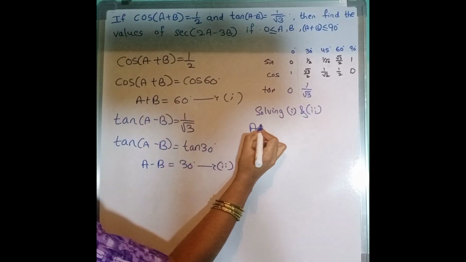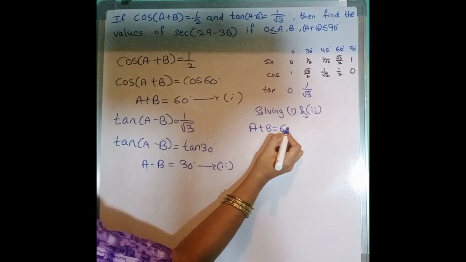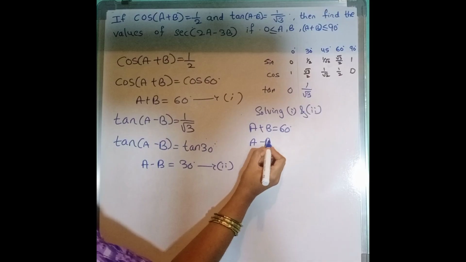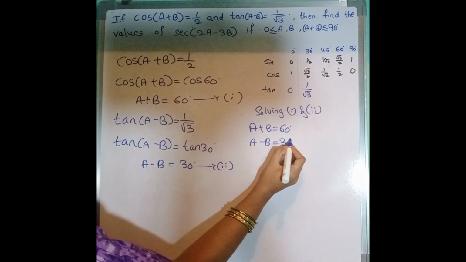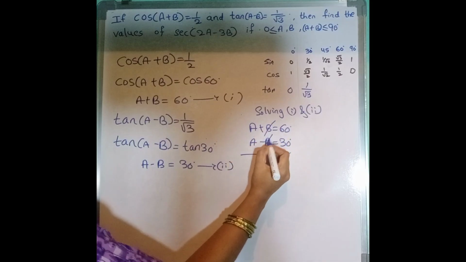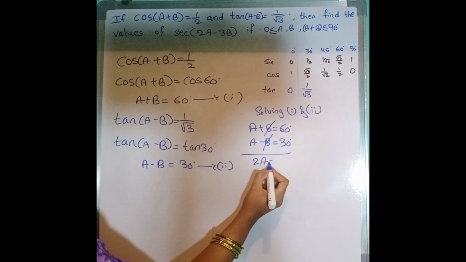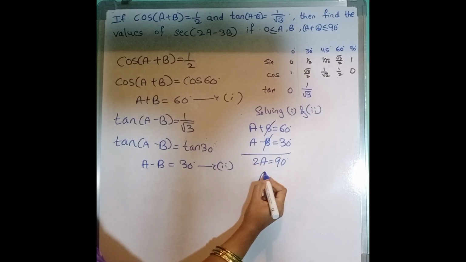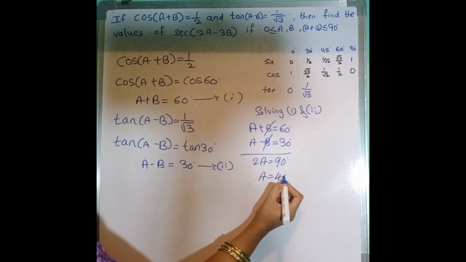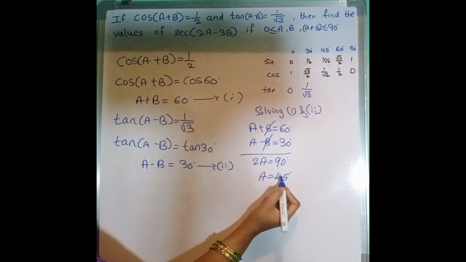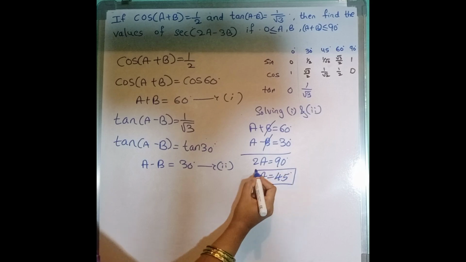A plus B is equal to 60 degrees, A minus B is equal to 30 degrees. Plus B and minus B cancel. 2A is equal to 90 degrees. A is equal to 90 divided by 2, which is 45 degrees.